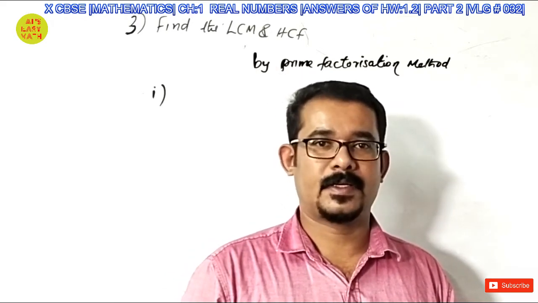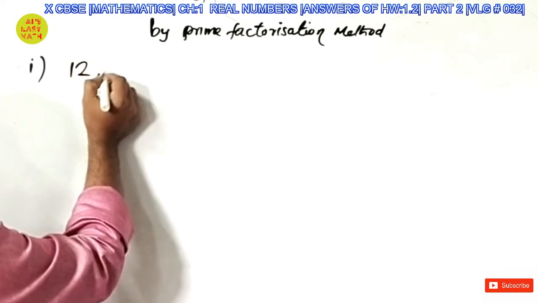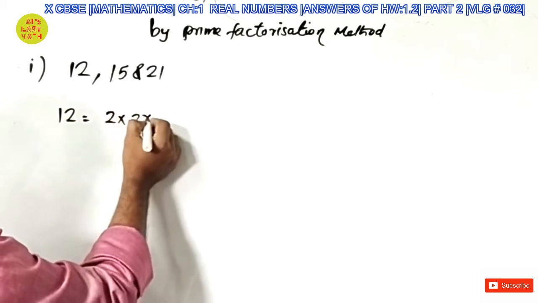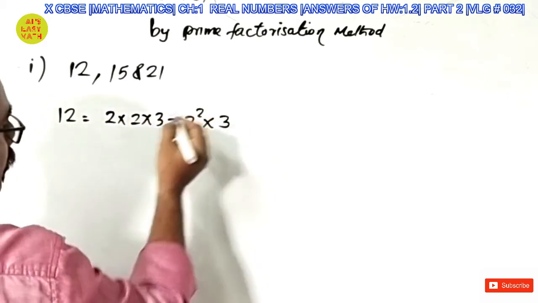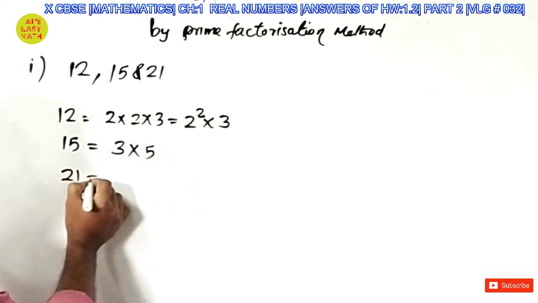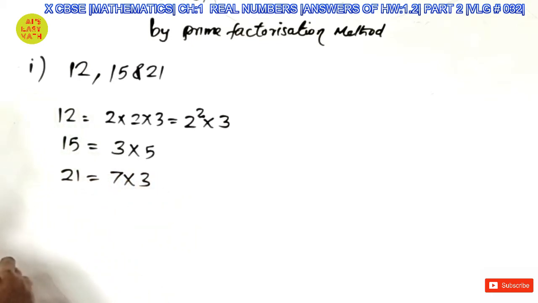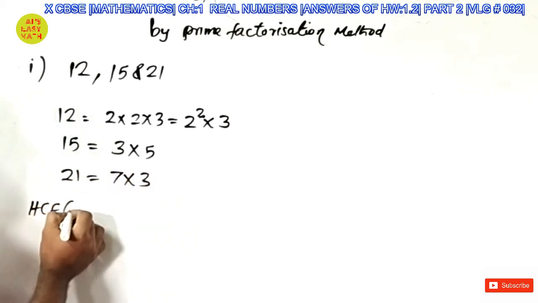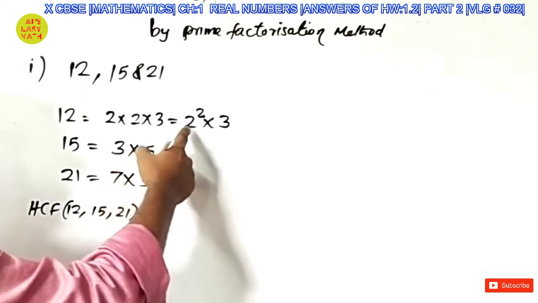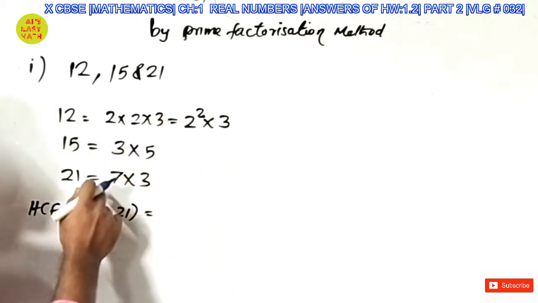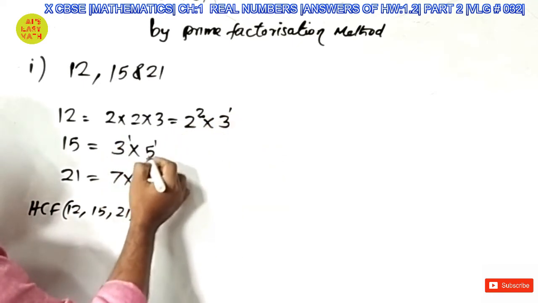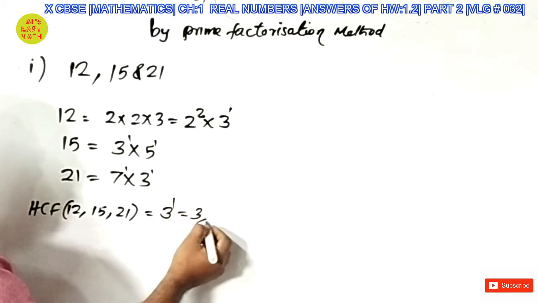And the next question: find HCF and LCM of the following by prime factorization method. 12, 15 and 21. 12 is 2 into 2 into 3, or 2 square into 3. 15 is 3 into 5. 21 is 7 into 3. So HCF of 12, 15 and 21 is the product of the common factors with the least power. So only one common factor here, which is 3, its least power is 3 raised to 1, so it will be 3.